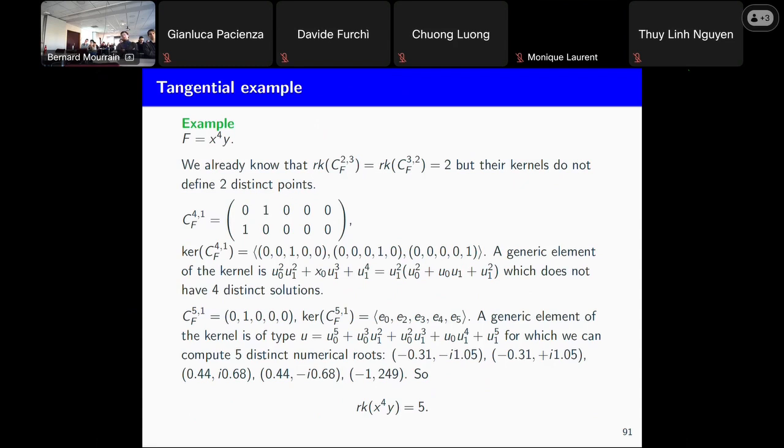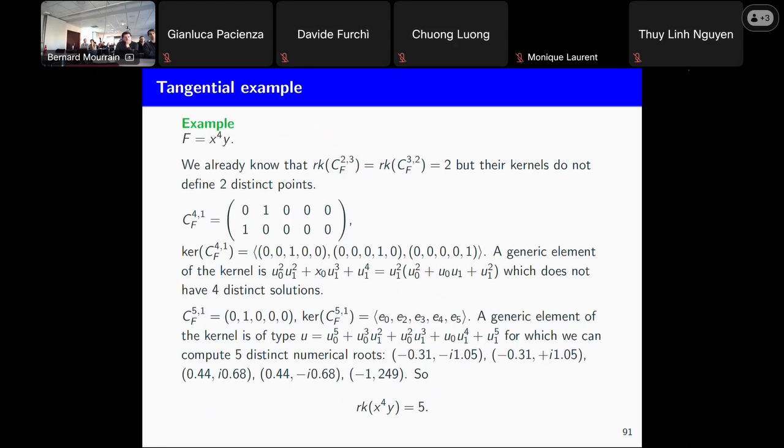Okay, so now I'm looking at C4. I aim now for four distinct points. This polynomial has degree 4, so it has some chance of having four solutions, but indeed two of them are the same. I really want four distinct points.